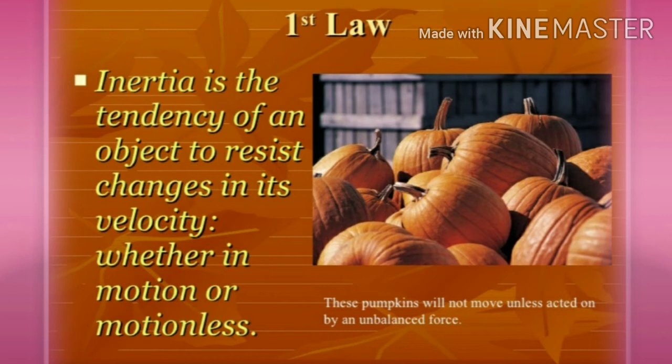Some examples are here. When we shake the tree, it moves. The fruit also moves with the tree, but the fruit tries to remain at rest because it has inertia, so it does not fall to the ground immediately. When we shake the tree, the part between the branch and the fruit breaks and then it falls. This is one type of example of inertia.